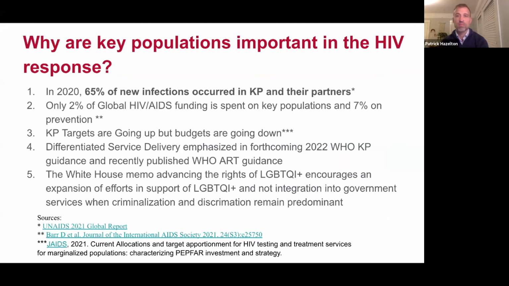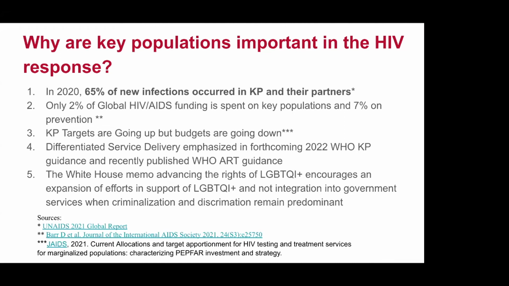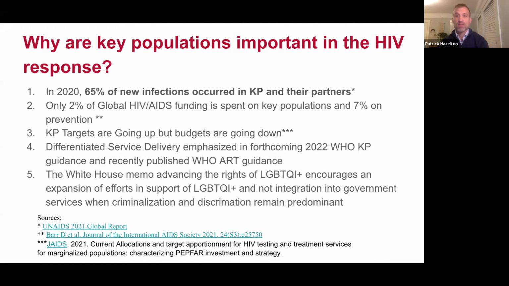And underscoring that point, I just want to go through a few highlights, even most recently. From 2020, and we have even more up-to-date data from 2021, the point is that when we talk about the global HIV epidemic, we still should keep in mind how important KP are. A majority of infections, 65% of new infections, are estimated to have occurred among KP and their partners, according to the most recent 2021 global UNAIDS report. However, as many of you who work on KP issues know, KP programming is significantly underfunded. Only 2% of global HIV/AIDS funding is spent on key populations and only 7% on prevention. We've seen a trend for years where KP targets within PEPFAR are going up, but budgets are going down.